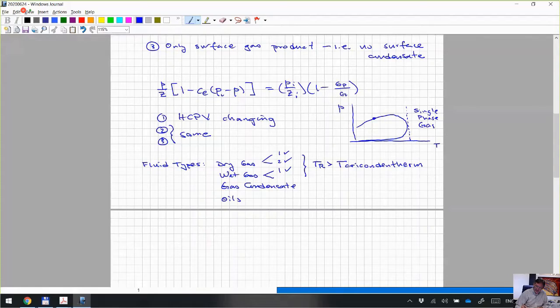And if this was a critical point, then if the reservoir temperature was between here and here, that would be a gas condensate. We should have introduced that definition on Monday, but we didn't. So basically the definition of a gas condensate is that the reservoir temperature is between the cricondentherm, which is this temperature here, and the critical temperature, somewhere between there. That's a gas condensate.